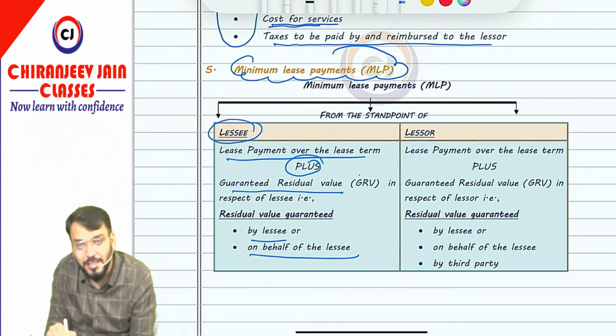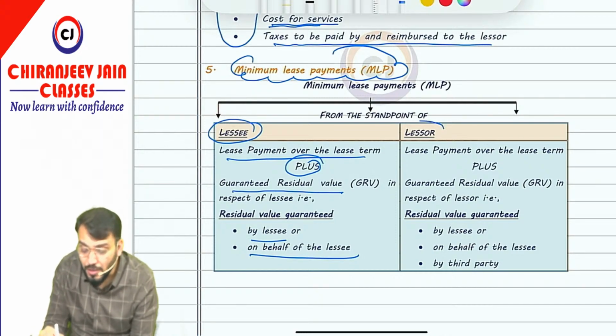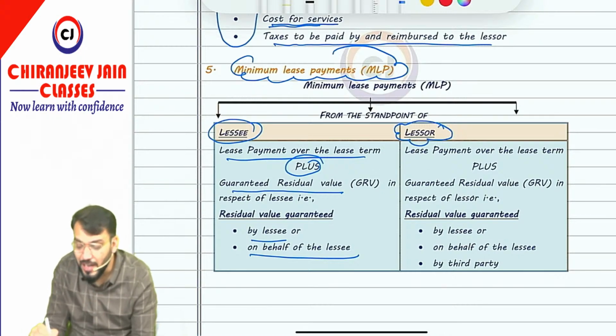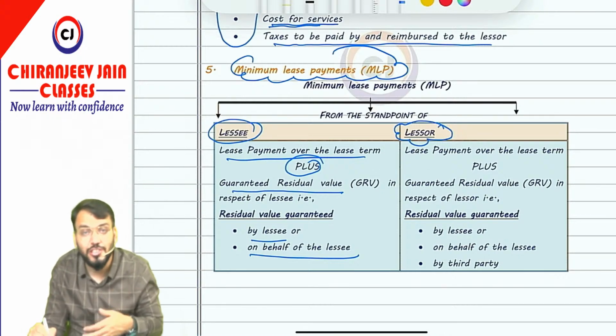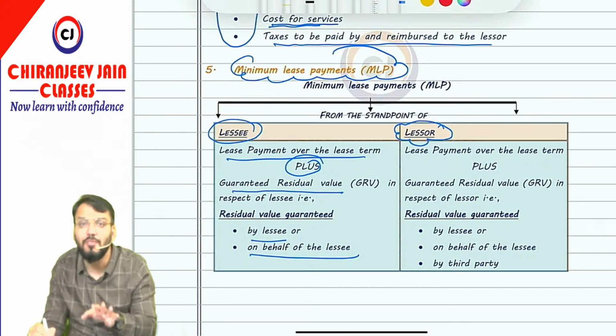So the minimum lease payment from the point of lessee will be what? Lease payment over the lease term plus GRV in respect of lessee. Now from the point of lessor, it will be lease payment over the lease term plus GRV in respect of lessor. Now GRV in respect of lessor means what? Residual value guaranteed by lessee or on behalf of lessee or by any third party who is financially capable.